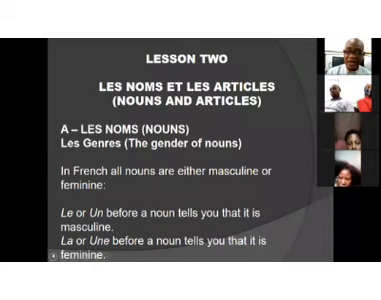For instance, you cannot say la garçon, because la is a feminine article, and garçon is masculine. Nobody would understand what you're trying to say in French. But if you say le garçon, they would understand that you're talking about a particular boy. In the same vein, you cannot say le fille. Nobody would understand what you're saying. You say la fille, because le is masculine and cannot go with fille, which is feminine. So every noun must have an article.